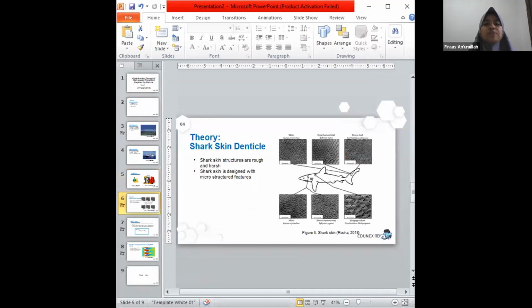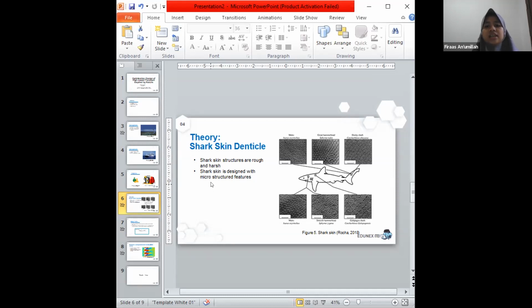But the theory is shark skin denticle. Shark skin structures are rough and hard, and they are made up of dermal tooth-like denticles, which are called minuscule placoid scales or denticles. These denticles have pulp and cavity covered with enamel or vitrodentin.